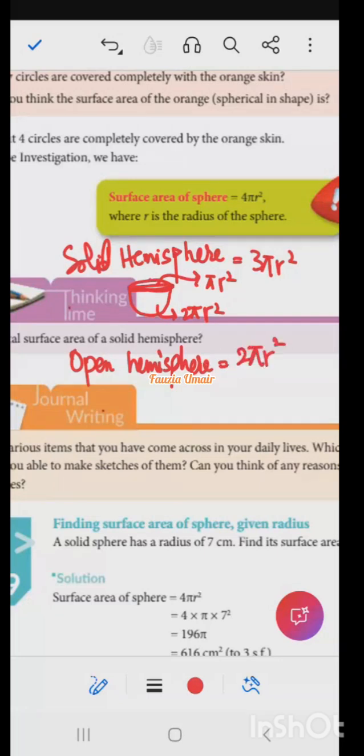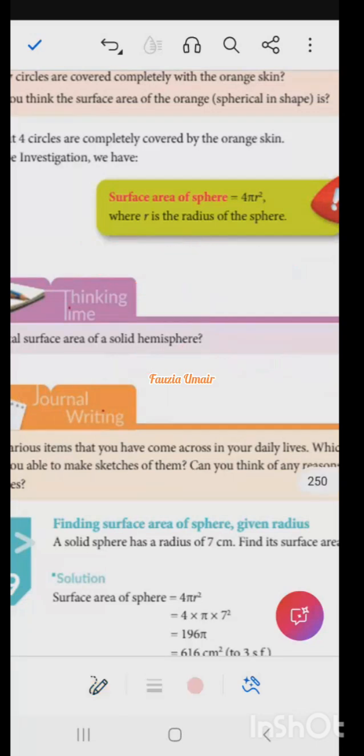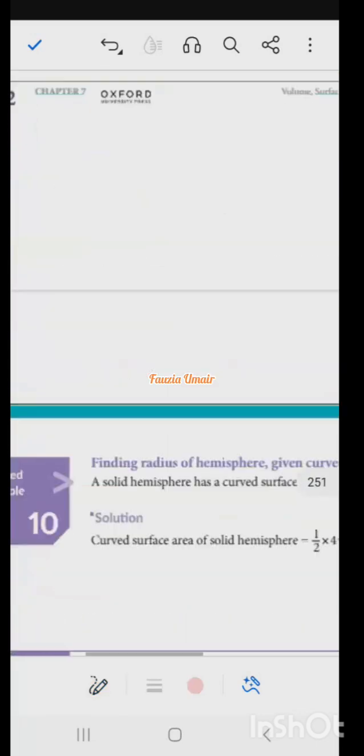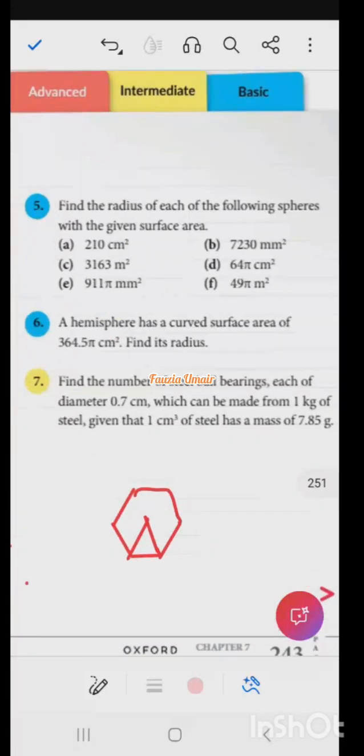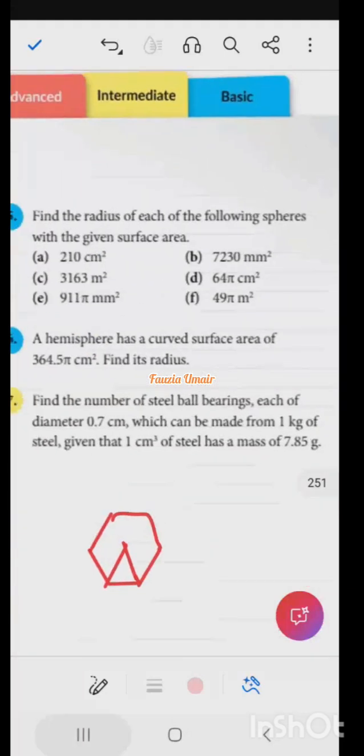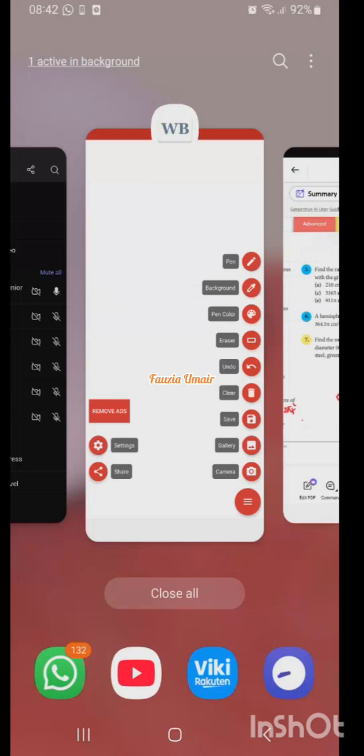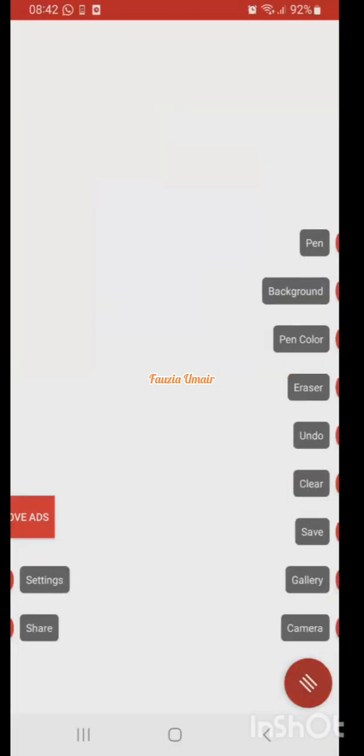So we are going to start with question number 5. Please help me in doing the calculations. So we need to find out radius of each of the following spheres with the surface area which is given to you. Okay, so we will start with question number 5 of exercise 7C, NSM3 we are talking about. So in A part, the surface area is 210 centimeter square, right? So we need to find out radius.